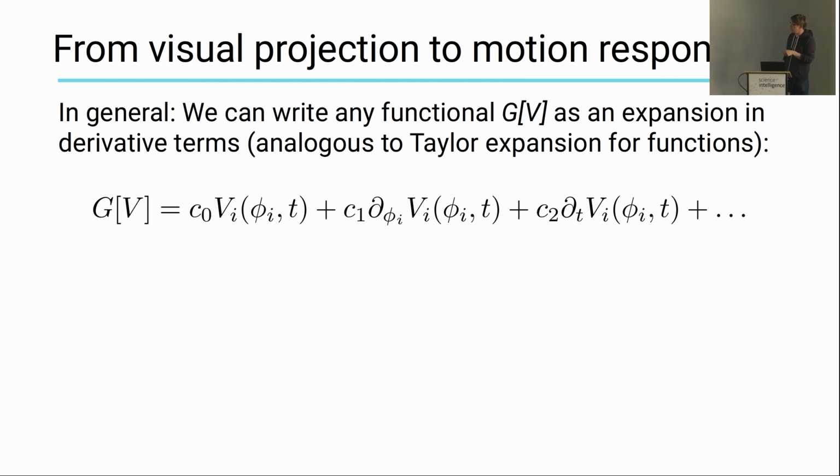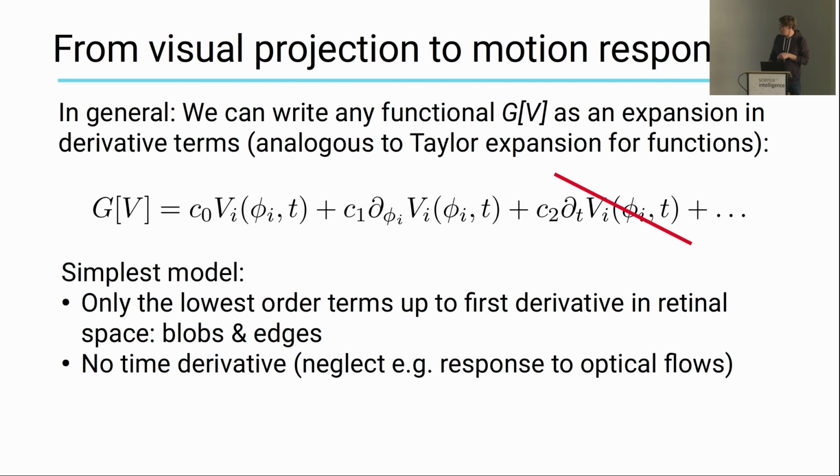And here we write this series of lowest orders of derivatives of the visual field. And we just keep the two lowest orders to describe it. So this is basically the response to the mass of the visual field. And here we have a derivative in retinal space, so this would be the edges in the visual space. So if there's nothing, there's nothing that creates an edge. And that's the only two things that we pay attention to, blobs and edges. And in particular, we also don't have any time derivative, so there's really no motion or optical flow or anything.